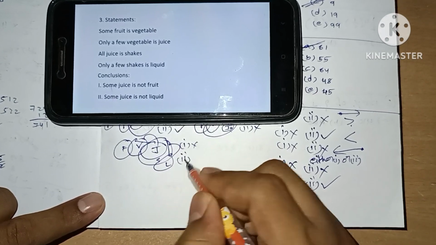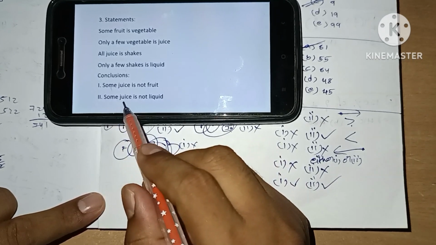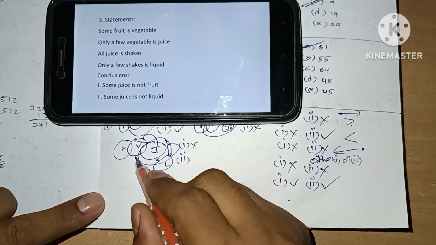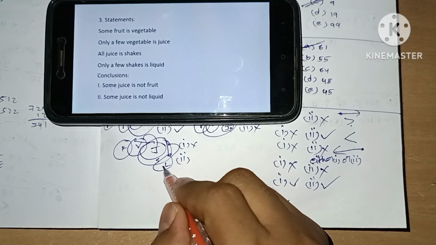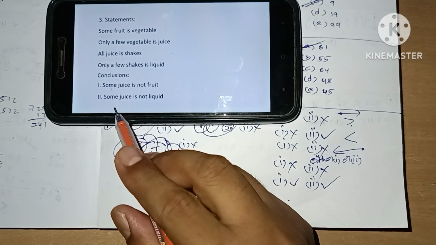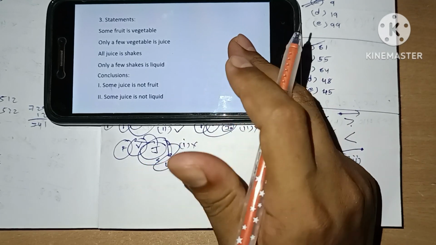Second one, some juice is not liquid. Here we see not. So we check all juice can be liquid. All juice can be placed inside a liquid. Is it possible? Yes, it is possible. All case possible means some not case will be false. Next, fourth question.